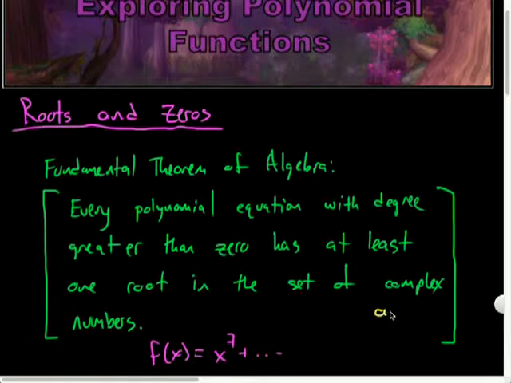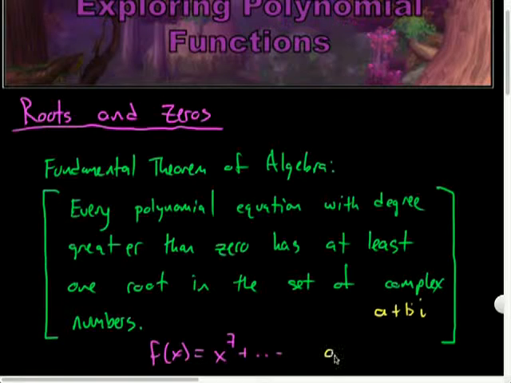Complex numbers are numbers of the form a plus bi. If b is 0, then this whole thing's 0, and it's just a real number. If a is 0, then this whole thing's 0, and it's just a purely imaginary number. But complex numbers are those kind of hybrid either case situations. Now, what they're saying is, if you have a degree greater than 0, then you have at least one root.